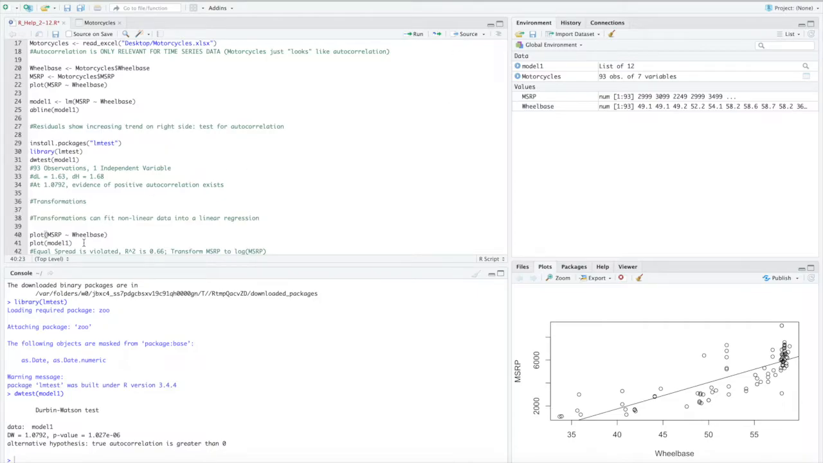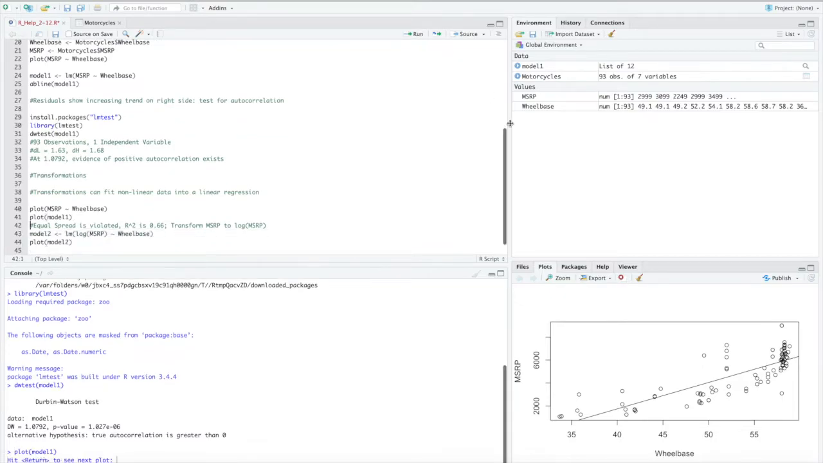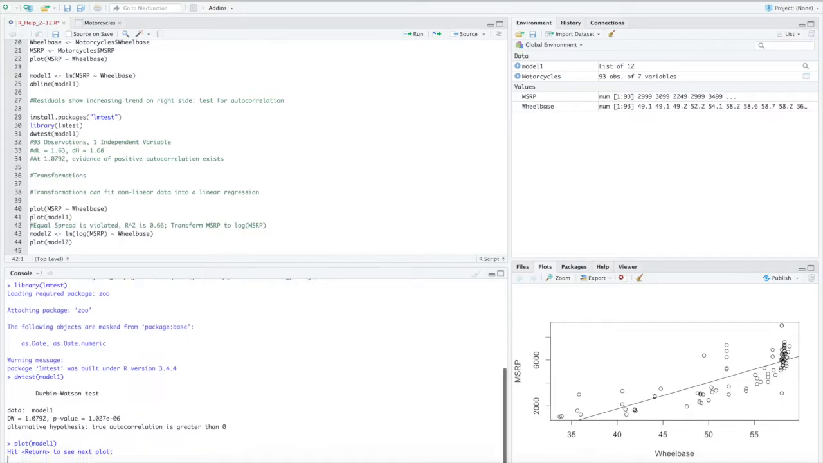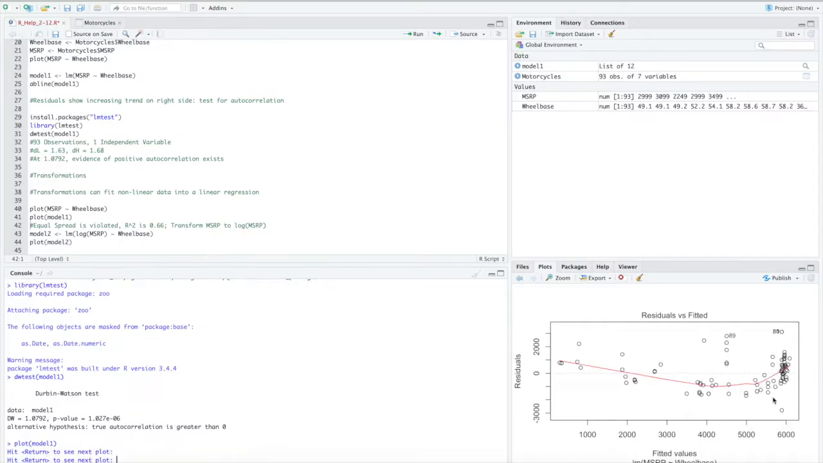So when we do that, we can just type in plot and then the name of our model. And when we run that, we're going to get a plot of the residuals versus the fitted values. What we see here is that our red line of fit doesn't fall along this dotted line. That indicates that the linearity assumption is violated, because we want this red line to be as straight as possible on this dotted line.